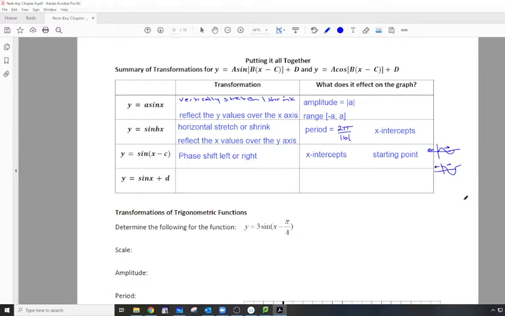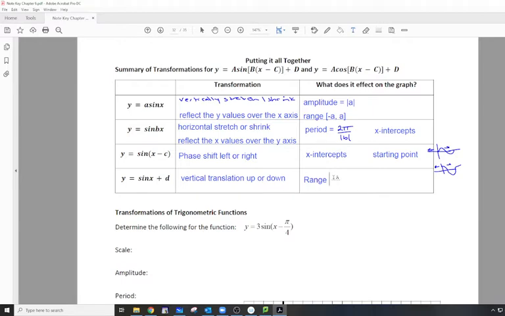The last transformation is D. D is a vertical translation, because again, it's not in the bracket with the C, so it's affecting Y. And that could be up or down. Now, what can it affect? Your amplitude? No, it doesn't change the size of how far up you go or how far down you go. What about your period? Nope. What about your domain, your range, your x-intercepts? It's definitely going to change your x-intercepts, but most importantly, it's going to affect your range.